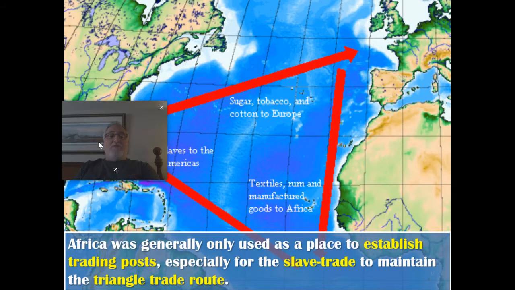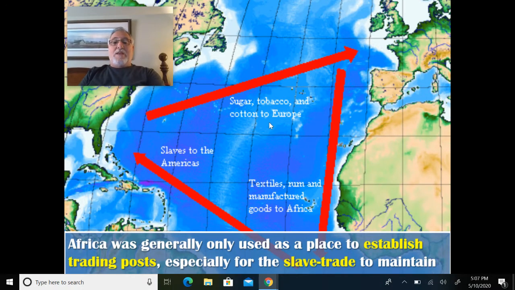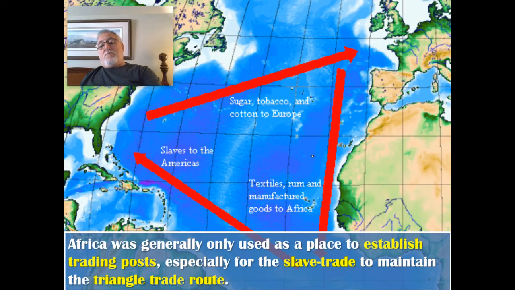Africa was generally only used as a place to establish trading posts, pretty much truck stops along the coast, to resupply, eventually to get slaves, but initially to resupply on the way over to the Caribbean and the colonies in the Americas at large. And just remember, taking a trip down memory lane, what went in either direction.